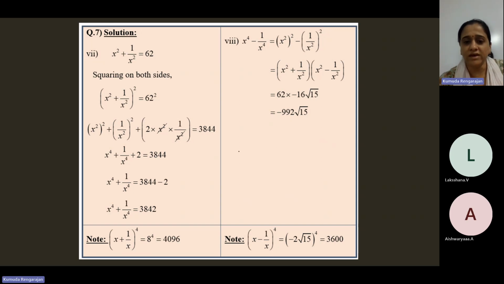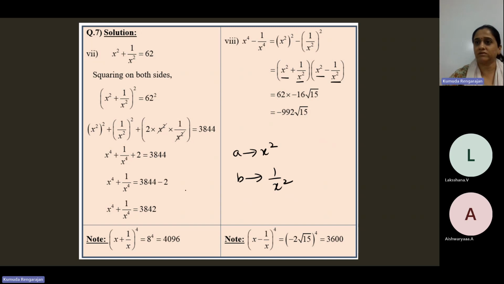All right, so what is a? A is x squared. And what's b? 1 by x squared. And what's a square minus b square? A plus b, x squared plus 1 by x squared, into a minus b, x squared minus 1 by x squared. Now these we have already computed. We already found the value of x squared plus 1 by x squared, which is 62, and x squared minus 1 by x squared, which is minus 16 root 15.